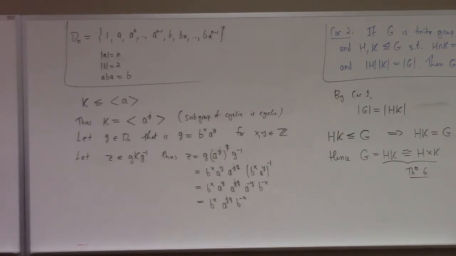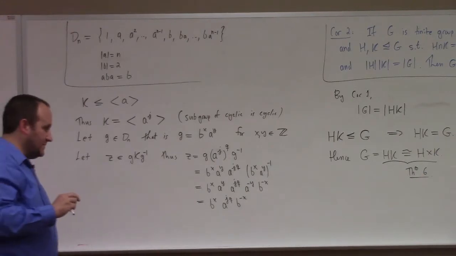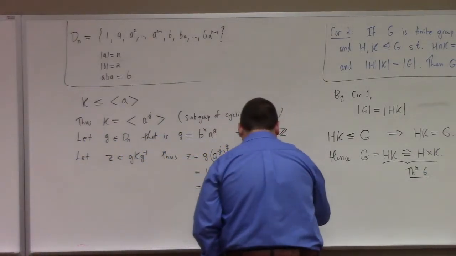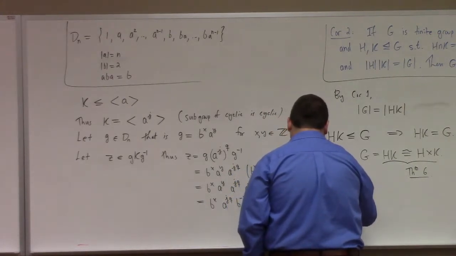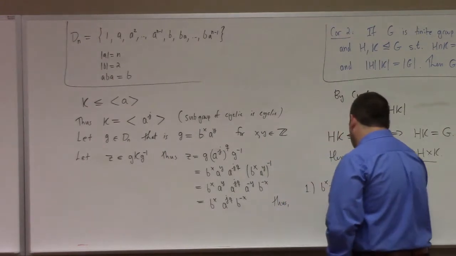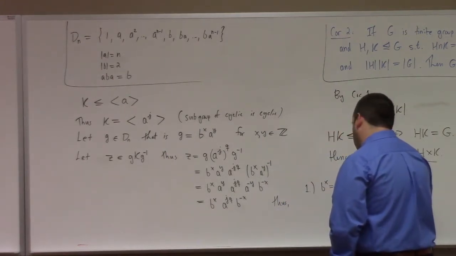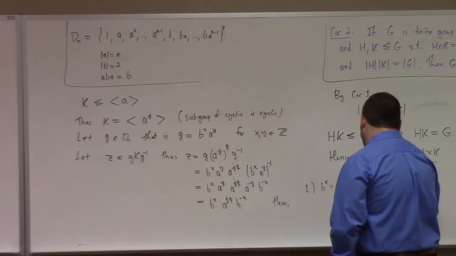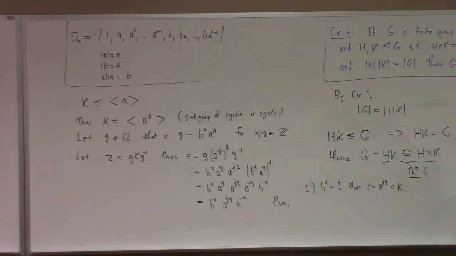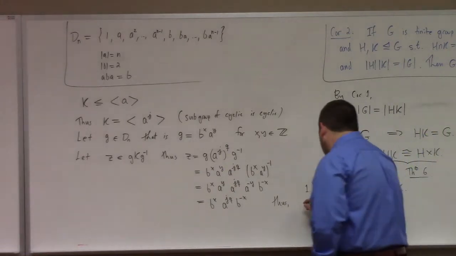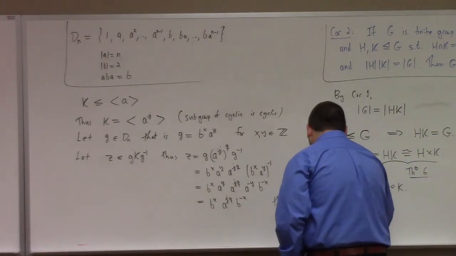So at this point, I find it convenient to break into cases. Or I could develop a lemma, which I don't have yet. I'm going to break into cases. Case number 1, b to the x equals 1, right? Thus, z equals a to the jq, which is an element of k. Good. Otherwise, x is equal to 1, right? Well, otherwise, b to the x is equal to b, right?